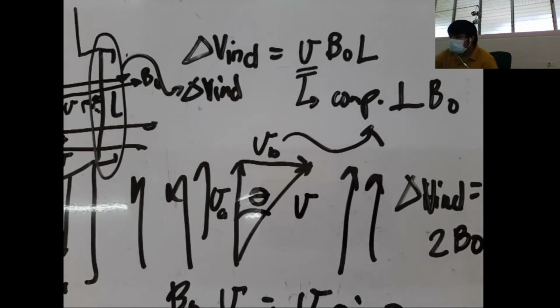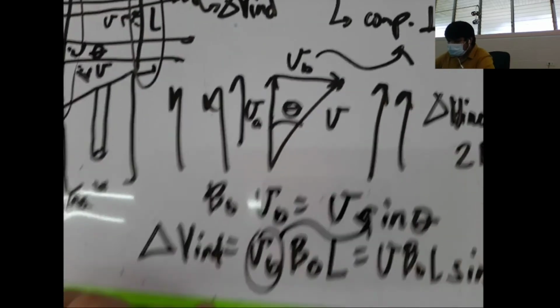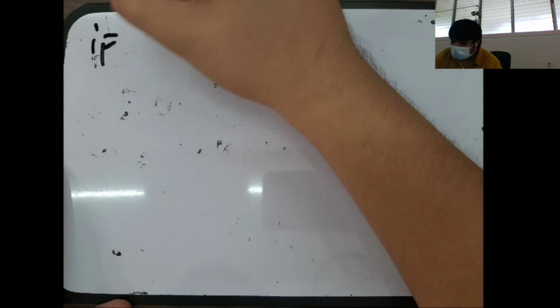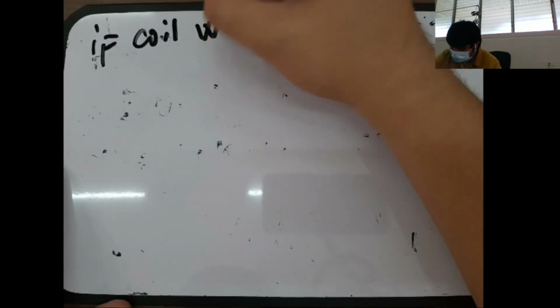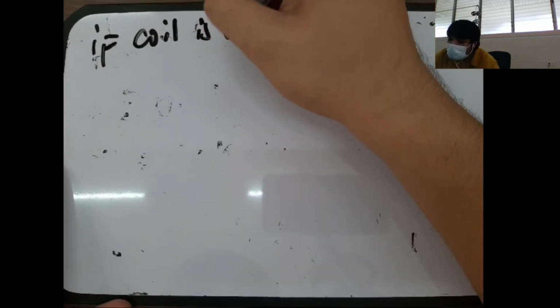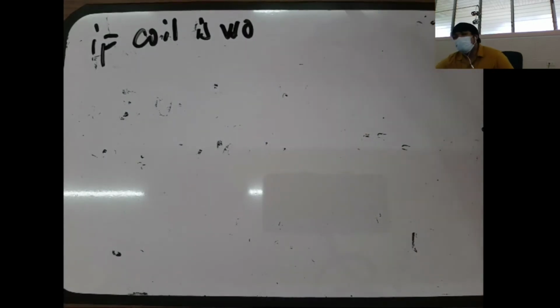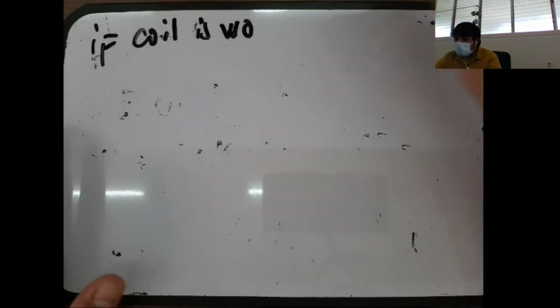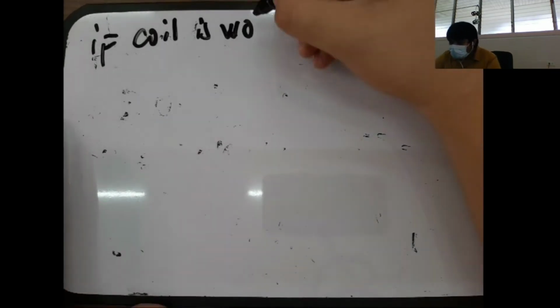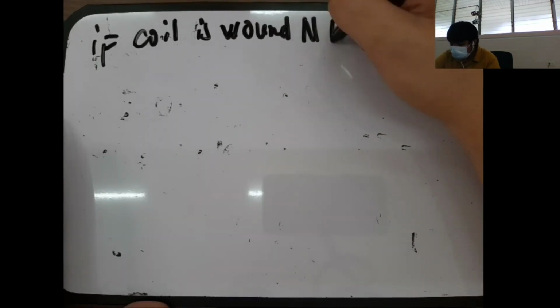Now, I need another whiteboard. I hope it's visible to you guys. Yeah, that's it. Perfect. Now if the coil is wound, not wound as in an abrasion of the flesh, but rather wound as the past tense of wind, is wound n times.